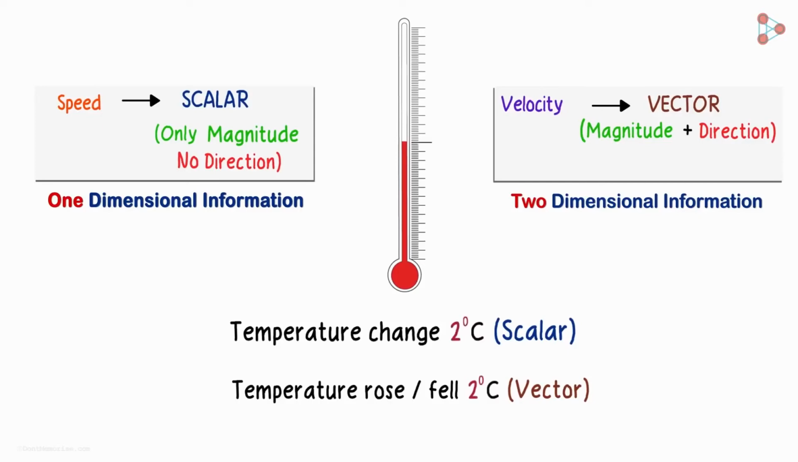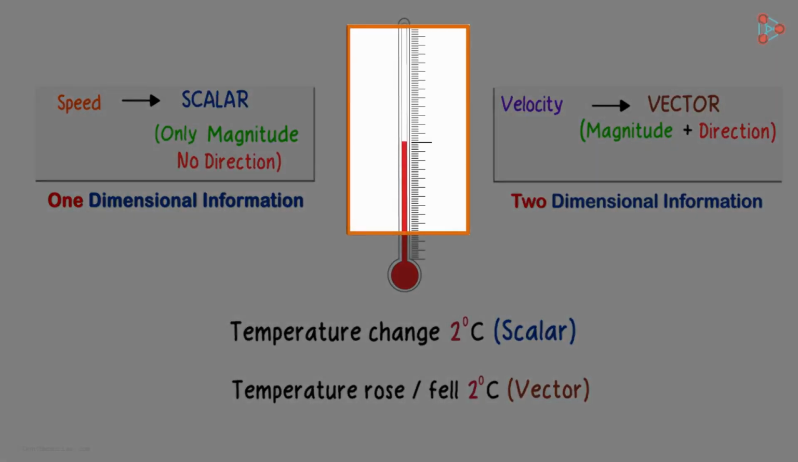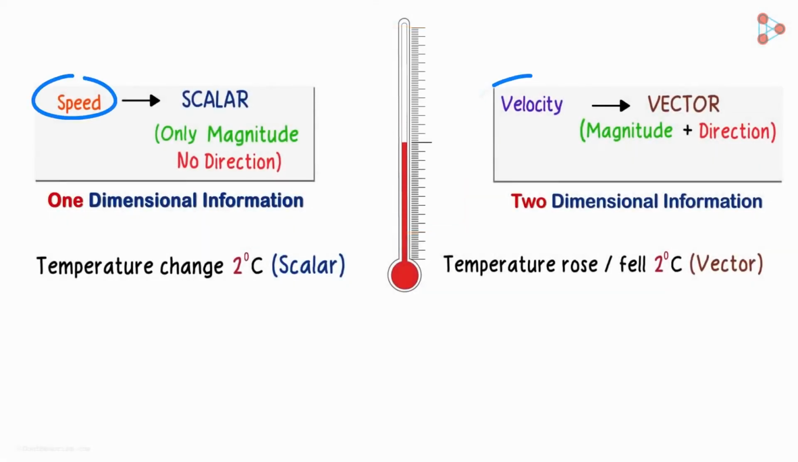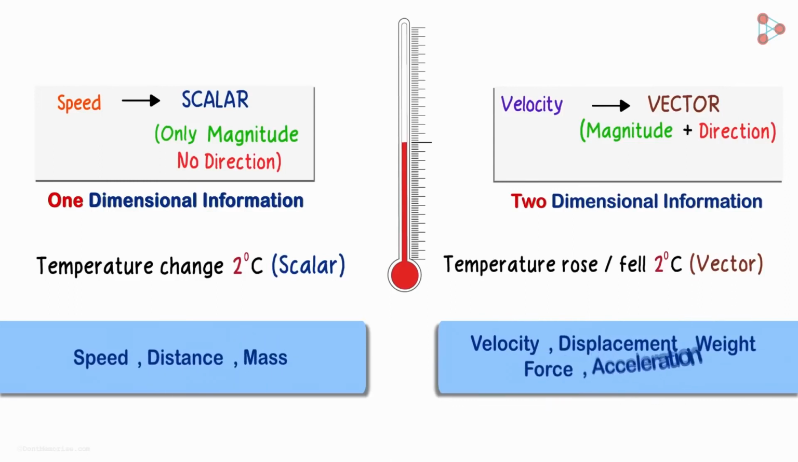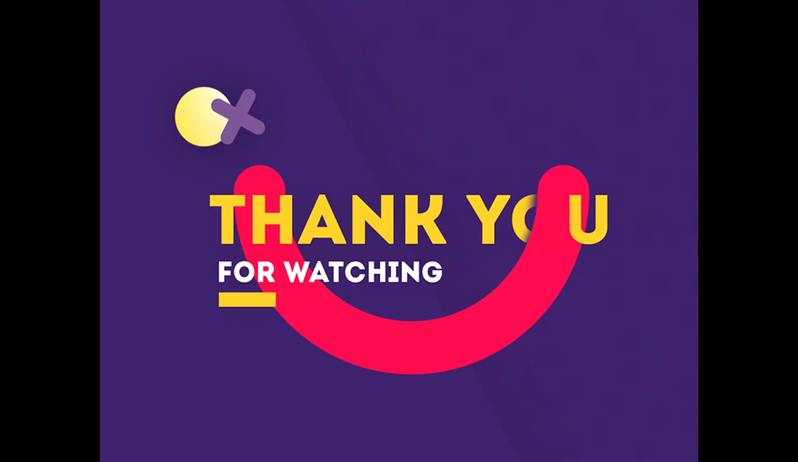Temperature change, for example, is a one-dimensional quantity. But when we say tataas at bababa yung temperature, then it is two-dimensional. So, when we look at various scalar and vector quantities, we will be provided with other examples or much deeper examples when we try to study more about physics. So, we will look at various scalar and vector quantities in our next lessons. And at the same time, you will be meeting quantities such as speed, velocity, distance, displacement, mass, weight, force, and acceleration. The more we look at this, the clearer these concepts will become.